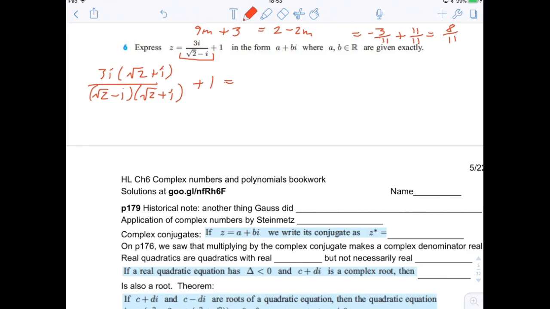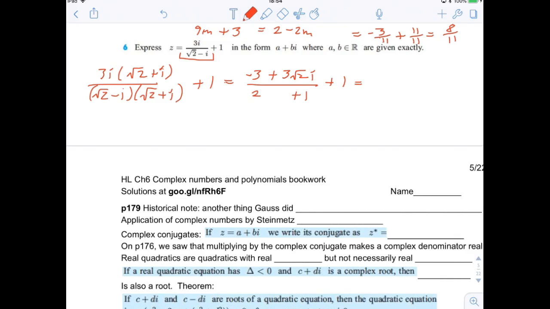3i times i is equal to negative 3, and the imaginary part is 3 square root of 2i. And in the denominator, we're going to have square root of 2 squared, which is 2. And we're going to have i times i, which is negative 1. Negative times negative 1 is positive 1. And the outer and inner terms cancel out. And then we're going to add 1 to that.